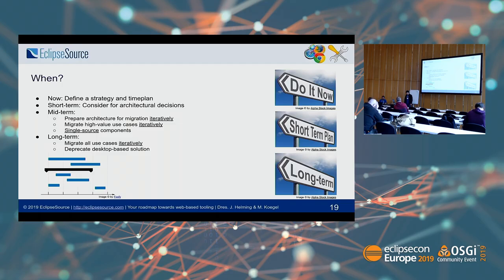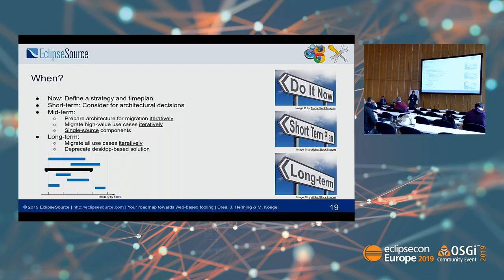And as Jonas mentioned earlier, it also helps when you start with high-value use cases, obviously, so you don't wait for feature parity. You iteratively add high-value use cases that have a value per se, like a review, for example. And finally, you want to end up with single sourcing as many components as possible, because this is not a short process, this is a long-running process.